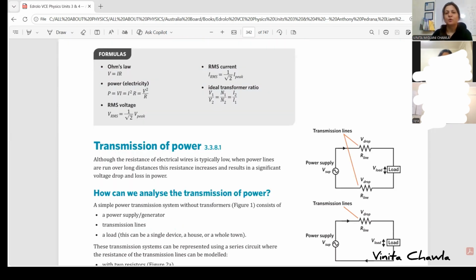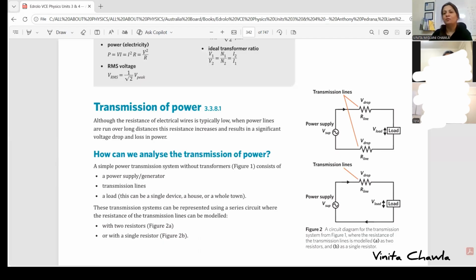So transmission of power. Even if we have two resistors, when we solve the calculations, we first find the equivalent resistance. We just place one resistance and then we solve the equations. It becomes easier to solve the equations like this.